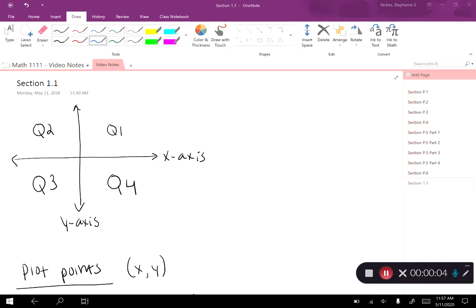In this video, we will go over section 1.1 on graphs and graphing utilities. This is a rather short section, but don't forget to still go over the supplemental notes posted on Canvas.